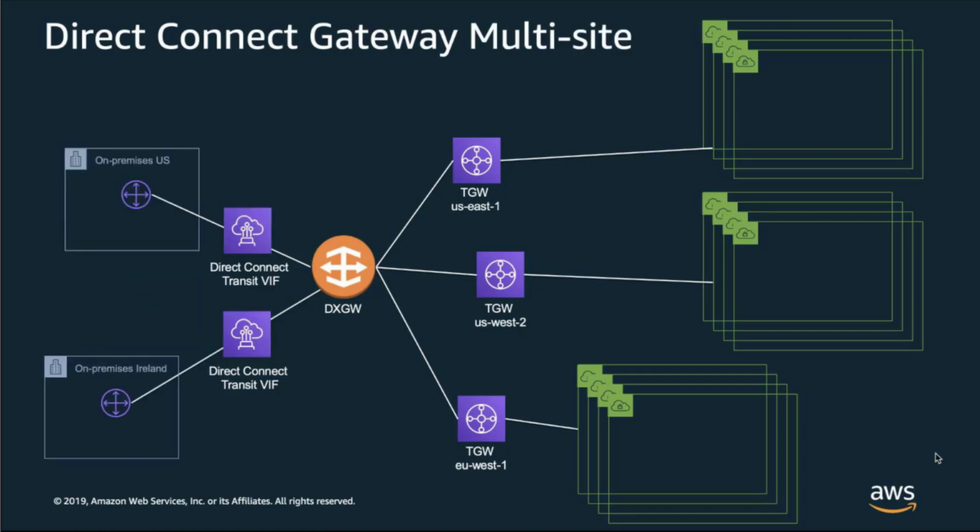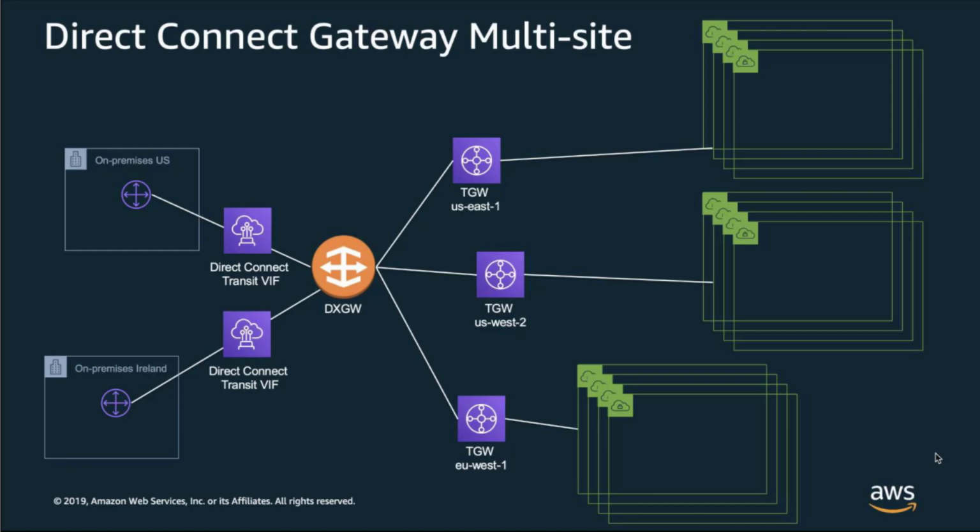The advantage of Direct Connect Gateway as well is it gives us a multi-site capability. In this example, we have an on-prem environment in the US, and we also have an on-prem environment in Ireland. We're able to provision a transit VIF on each of those connections and connect into the same Direct Connect Gateway. So we can advertise our local IP space for that specific on-prem environment, but we also have the ability, on the back end, to do some traffic engineering.